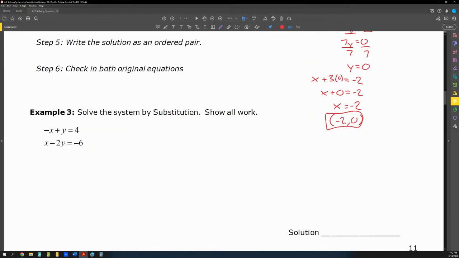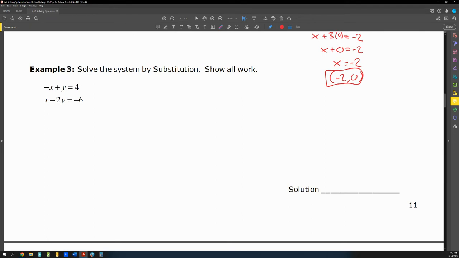All right, let's try a few more. So example 3, negative x plus y equals 4, and x minus 2y equals negative 6. So here, again, I'm looking for an x equals equation or a y equals equation. I see that both equations are one step away. Let's do the first equation. Let's now solve for y first. So here we have negative x plus y equals 4. I'll go ahead and rewrite that.